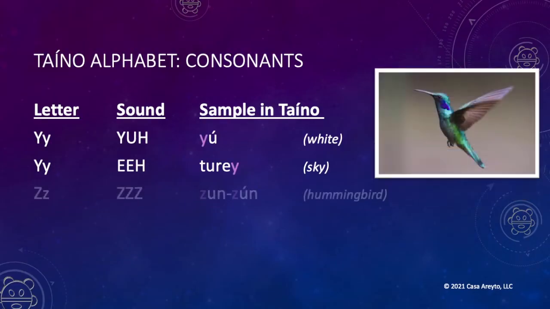Now the letter Z can have a couple of sounds. Some people pronounce it as s, because a lot of Spanish spoken in Latin America uses the s sound for Z. Some people pronounce it more like Z, and that's a much older sound for the Z. And a word in Taíno that has a Z sound is zunzun, and zunzun is a type of hummingbird found in Cuba.